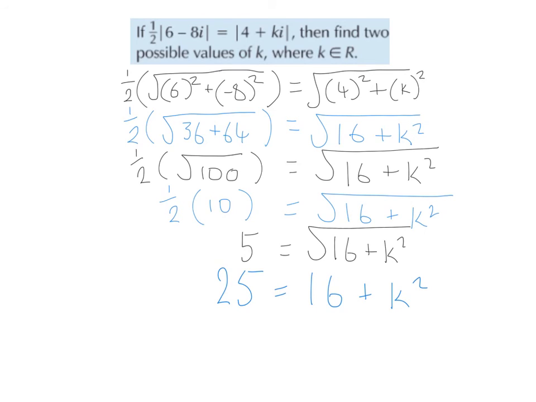Okay, so we're nearly there. We almost have k on its own. We need to get rid of the 16, so we're going to minus 16 from the 25. We're basically minusing 16 from both sides. So if the 16 comes over here and becomes minus 16, 25 minus 16 gives us 9, and this is equal to k squared.